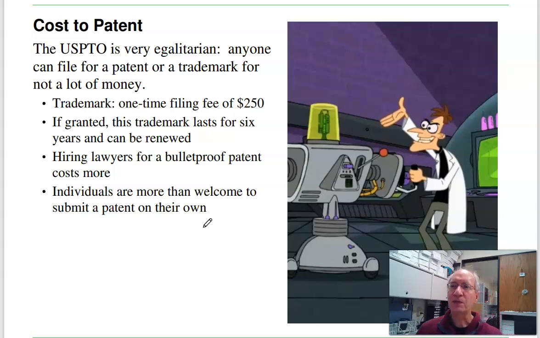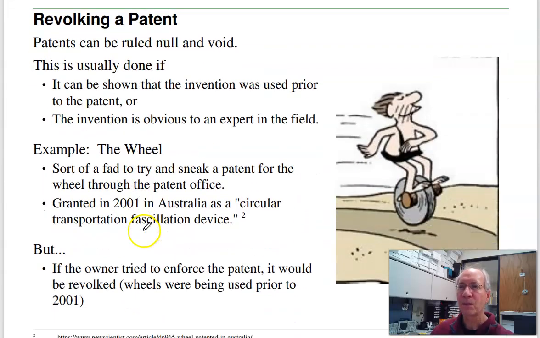The U.S. Patent and Trademark Office is actually very egalitarian as well. Anybody can file for a patent or a trademark for not a lot of money. Trademark has a one-time filing fee of $250. If granted, the trademark lasts for 6 years and can be renewed. Hiring lawyers for a bulletproof patent does cost more, but individuals are more than welcome to submit patents on their own.